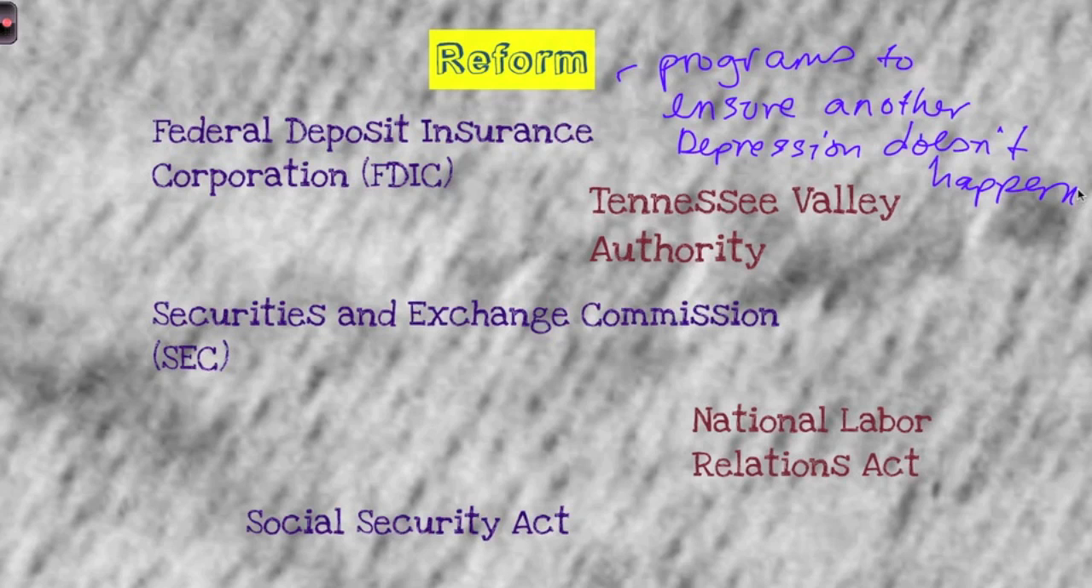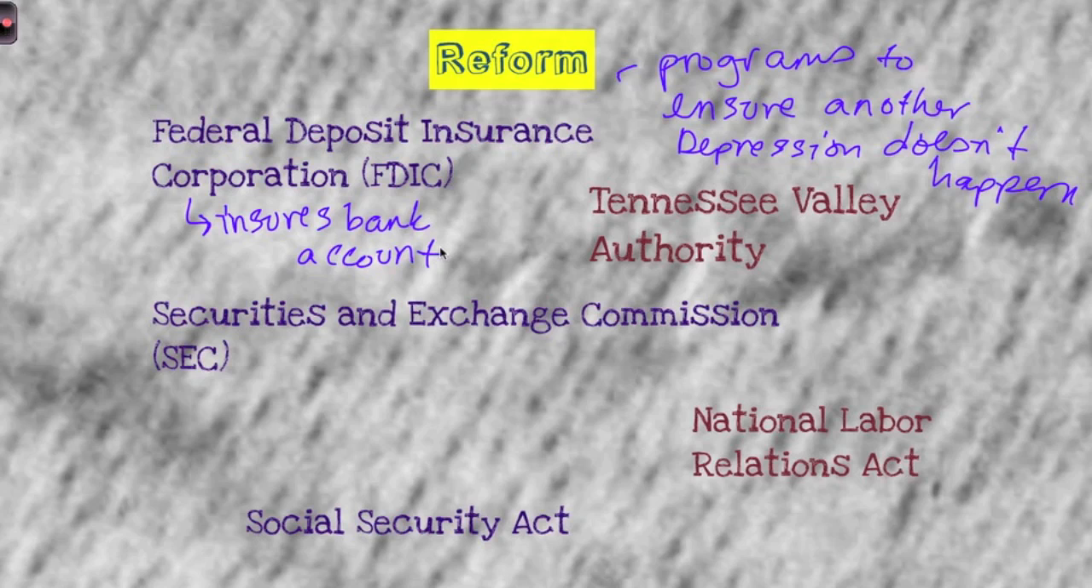For example, the FDIC, Federal Deposit Insurance Corporation. This insures bank accounts. So when you put your money in the bank and the bank goes down and fails, you are insured up to, I believe at one point it was $100,000. It may be more now. $100,000 that you would get back, at least that amount of money back. So that's the idea of the FDIC, to counteract it if a bank fails.